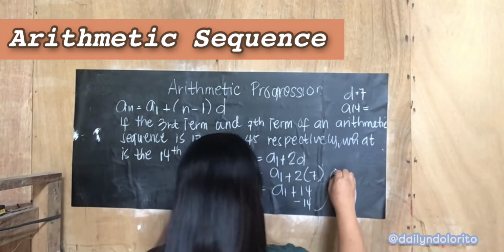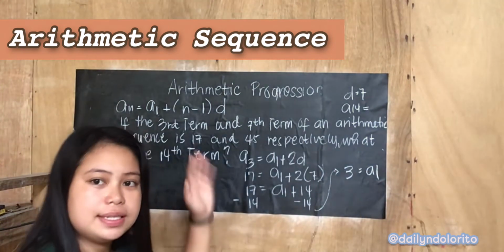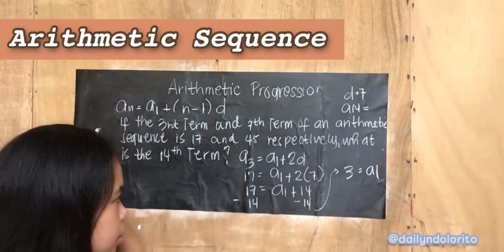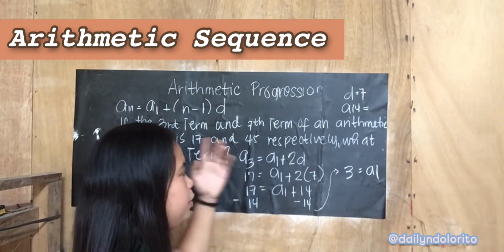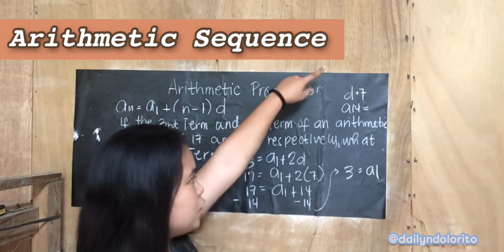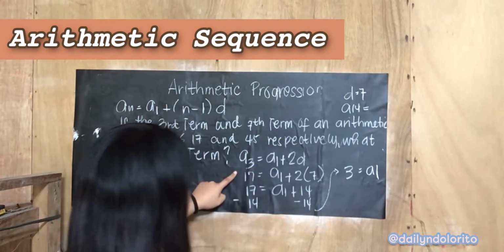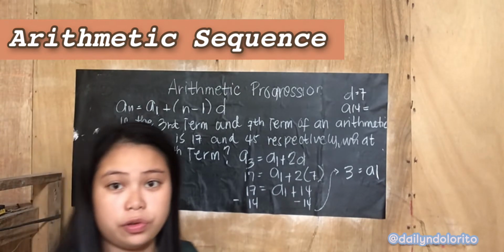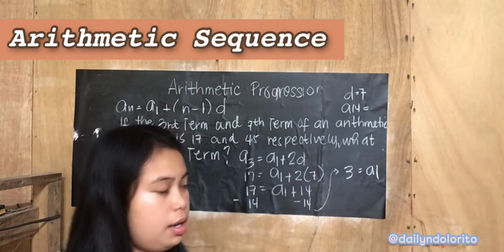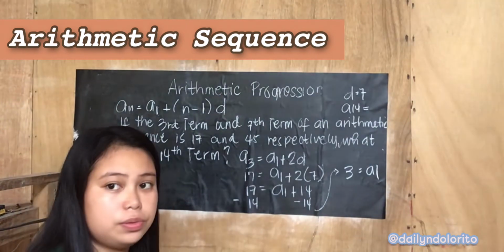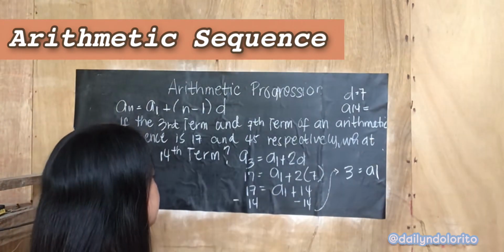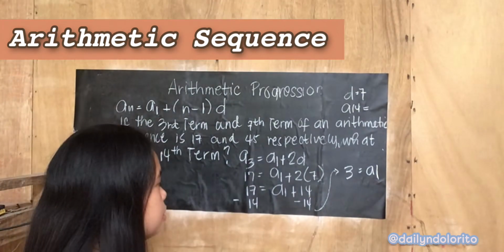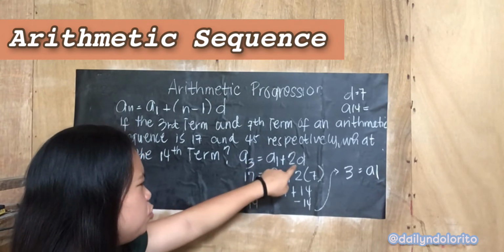Okay, so this is the equation that we are going to do. We already have the common difference, which is 7. Now we are going to find the first term, since what we are given is only the third and seventh term, and now we are looking for the first term. So a3, since it is the one that is given to us, equals a1 plus 2d.